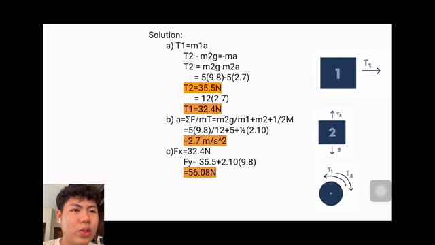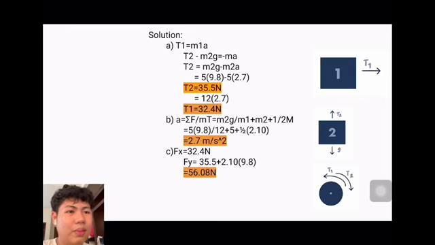So first thing we need to do is we set up our equations using Newton's second law of motion. So you can see that in A, T1 equals m1a, and then T2 equals m2g minus m2a. Then the next thing I did was find the acceleration. So we have the total force, and then we have the total mass. If we add that all up, also note that I used 1/2 m for the pulley because of its solid cylindrical shape. That's 1/2 m, which will give you 2.7 meters per second squared.